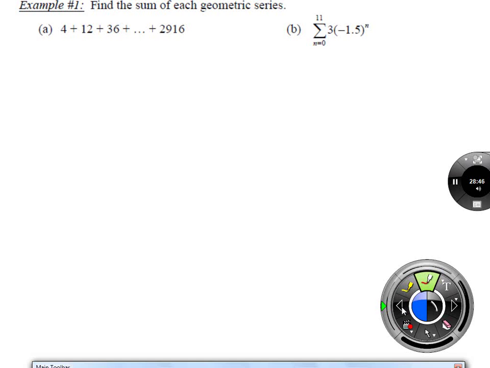Okay? So look at the first series. Do you know A1? Yes. Okay, so we know A1 is 4. What is R? 3. Times by 3 over 10. I agree with that. What is N? Okay, so we need to know what 2,916 is. Is it the 10th term, the 12th term? I don't know. What could we use to help us figure that out?